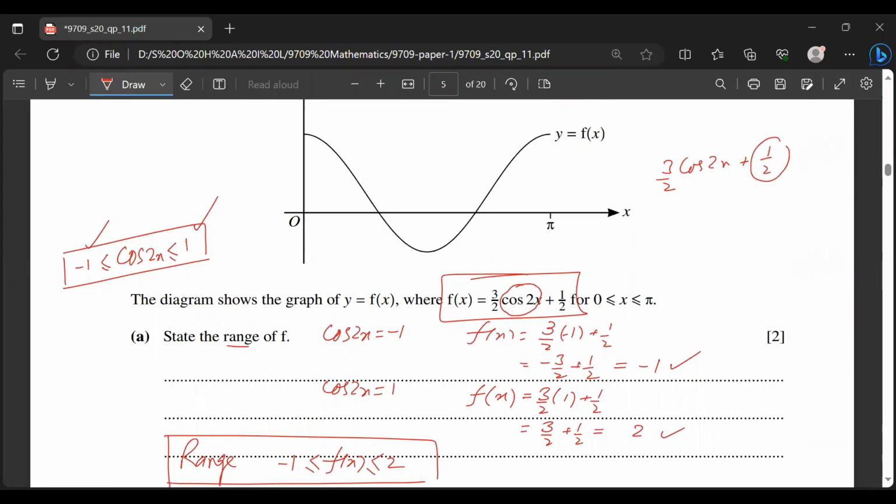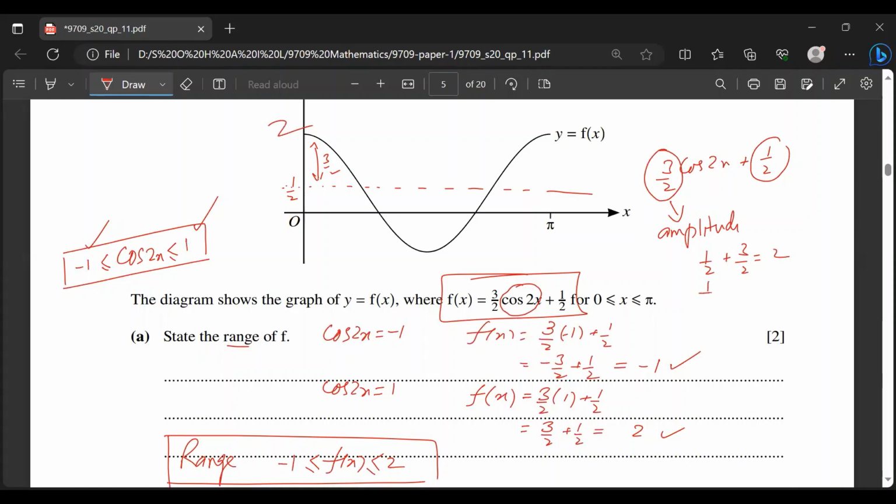This is the axis. So the axis is here. The axis is 1 over 2. You can write 1 over 2 here. This is called the amplitude. So 1 over 2 plus, this gap is 3 over 2. 1 over 2 plus 3 over 2 is equal to 2. Yes, the value is 2.